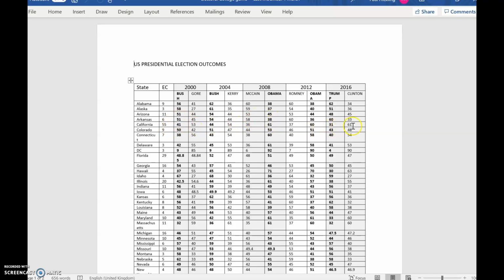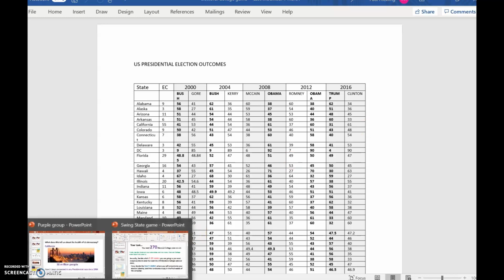California, pretty safe Democrat state, so that's 55 on the bank of the Democrats. So work your way through and decide the safe ones. It's up to you what you think the level is going to be between safe and unsafe.